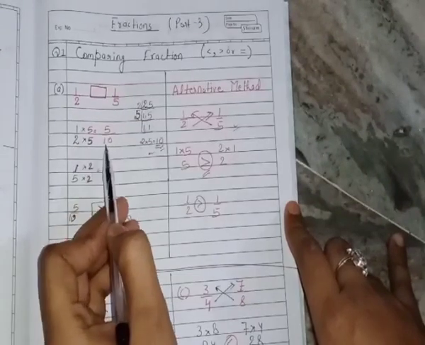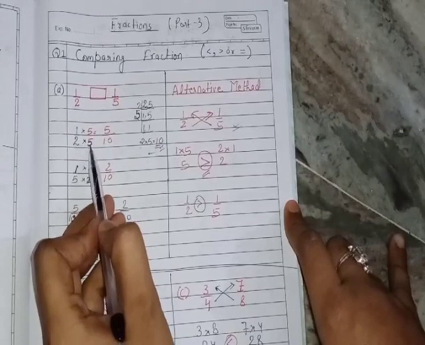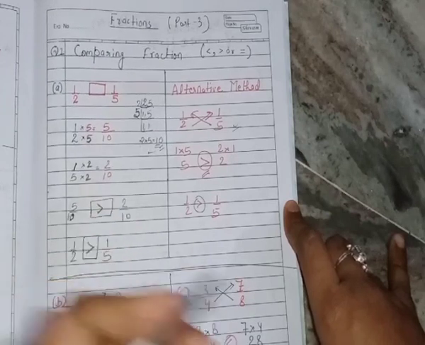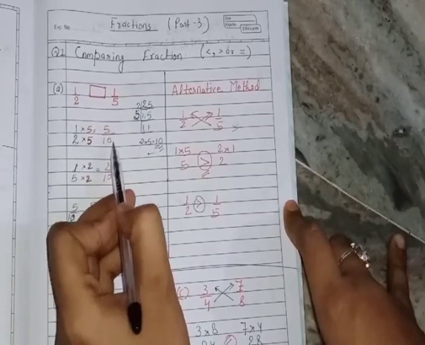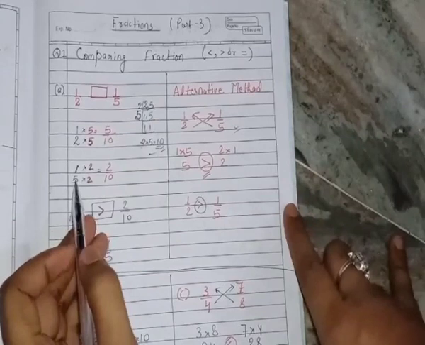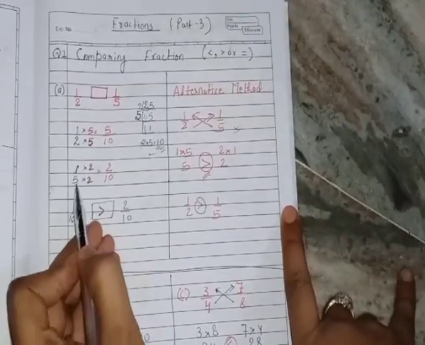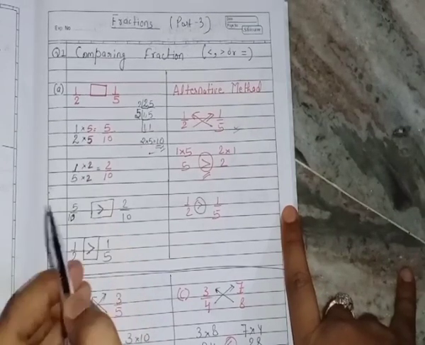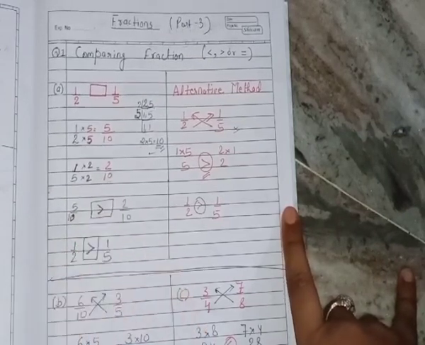So 1 by 2. To make this 2 into 10, we will multiply by 5. If we are multiplying the denominator by any number, we have to multiply the numerator also. So we multiply by 5 in numerator and denominator both. It will be converted into 5 by 10. The denominator we get is 10 now. The same thing we will do for 1 by 5: to convert 5 into 10, we will multiply by 2. We multiply the numerator by 2 also, because the fraction should be equivalent. So that is 2 by 10. We got 10 in this denominator also.